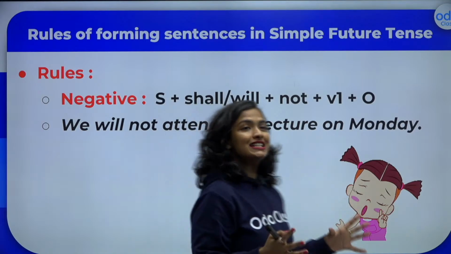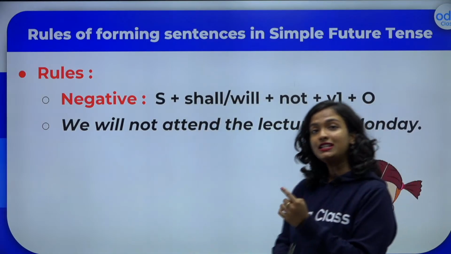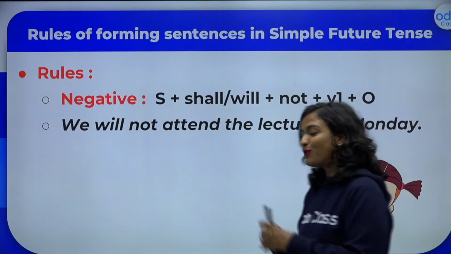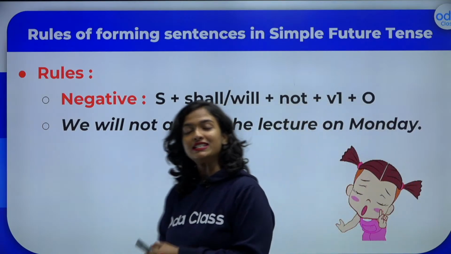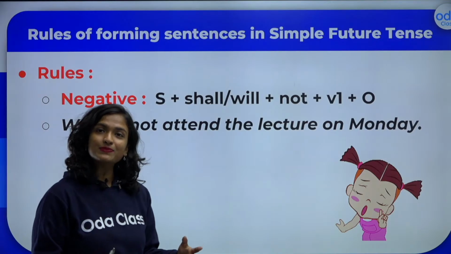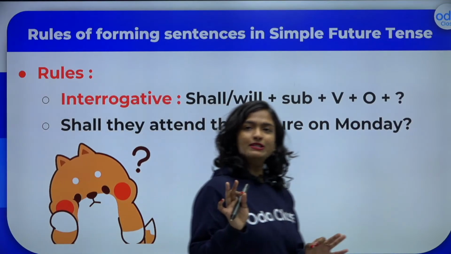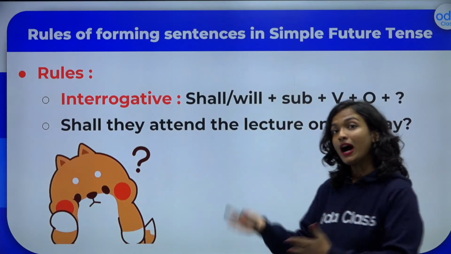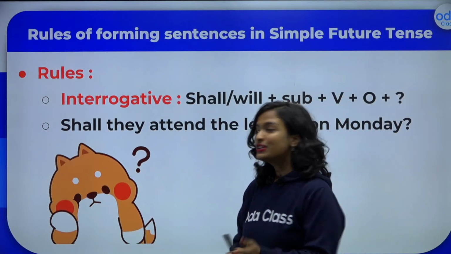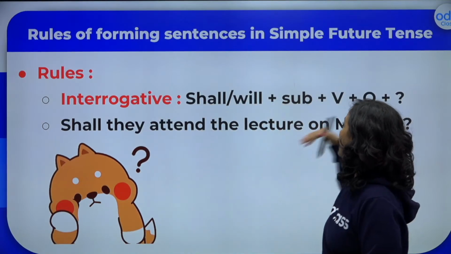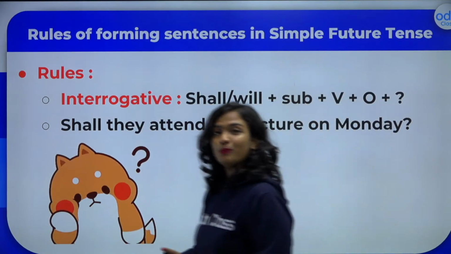Now, once again, like I said, we flip it over a little bit when it comes to the interrogative sentences. I hope you all remember, students, that interrogative sentences are simply questions. And when we are making questions, we have to change it a little bit, right? The subject will come after the helping verb. So we'll start with shall or will, followed by our subject and then our verb and our object.